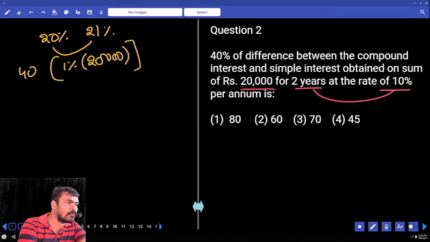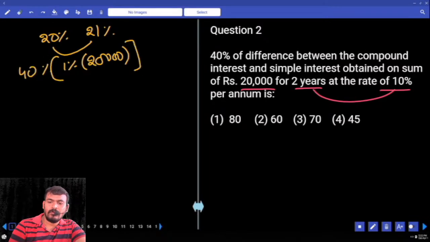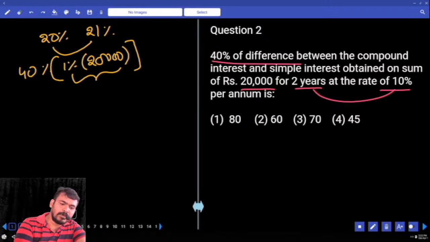In this one, how much percent do we need? 40%. We require 40% of the difference. What is the difference value? 1% of 20,000. In that, how much percent we need? 40%. 1% of 20,000 means it is 200. In that, 40% means 80.